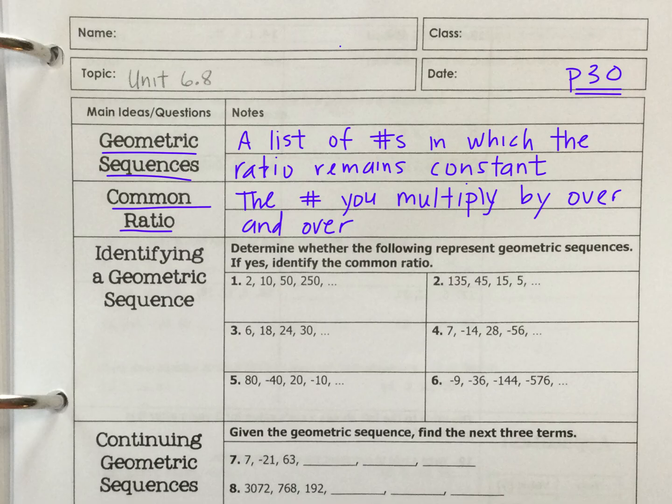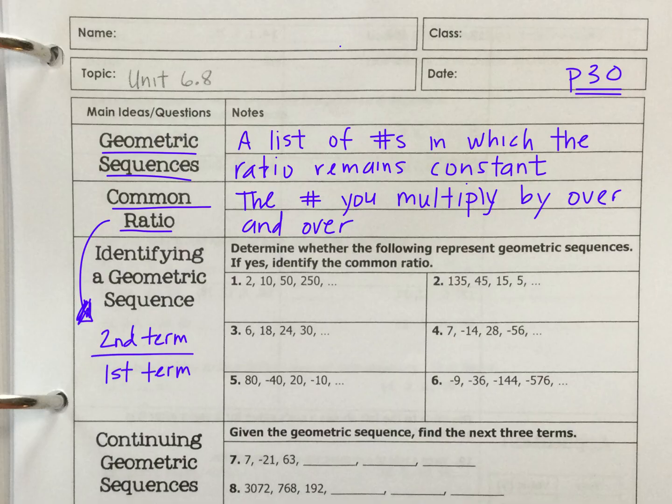So, we are going to look at 1 through 6, and we are going to determine if these are indeed geometric sequences. So, the first thing I want to tell you though is to find the common ratio, you take the second term in the list, so the second number, and you divide it by the first term. Some of these we can just look at and we know.